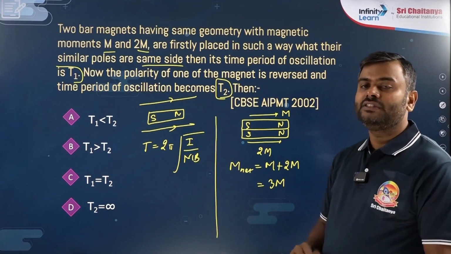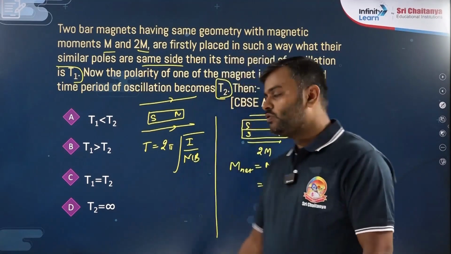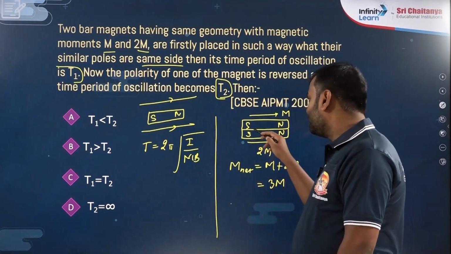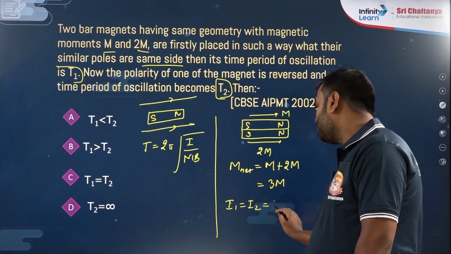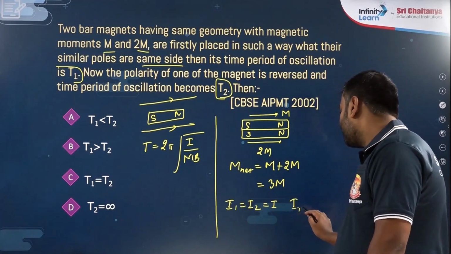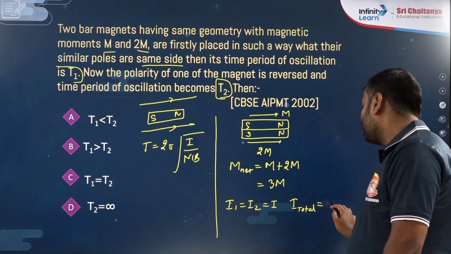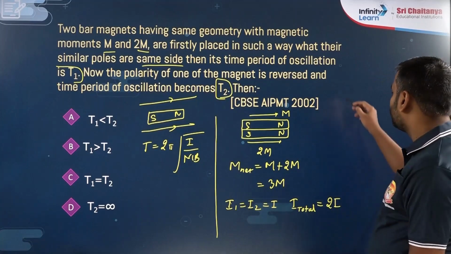Since the geometry of these magnets is the same, we can consider their moment of inertia to be the same. If we consider the moment of inertia of both as I1 and I2, and take them equal to I, what will be the total moment of inertia? I total will be 2I. So what will be the time period of oscillation we have?